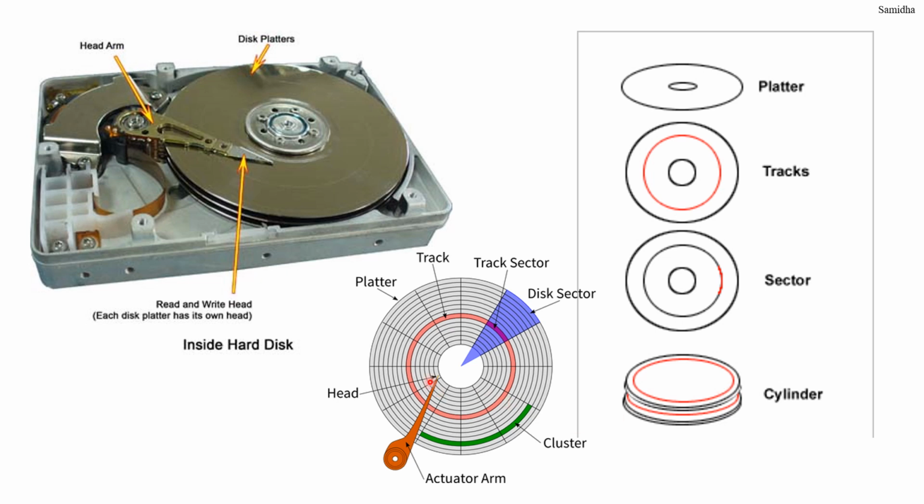And next is head. Head is the tip of the arm. It rotates across the hard disk and it is basically responsible for reading the data from the hard disk and writing the data on the hard disk. So these are all the physical characteristics of a disk.